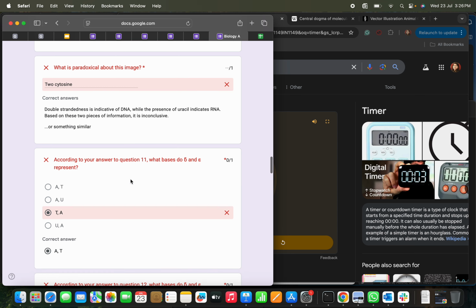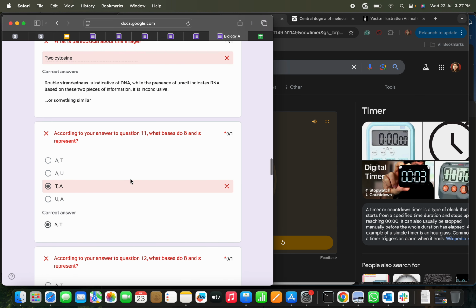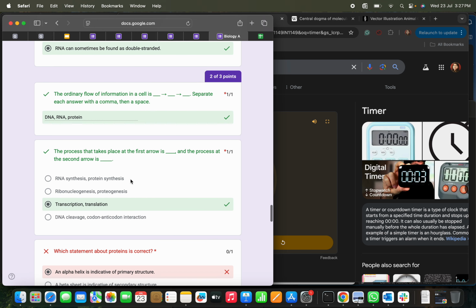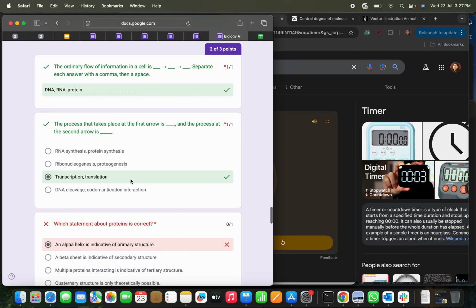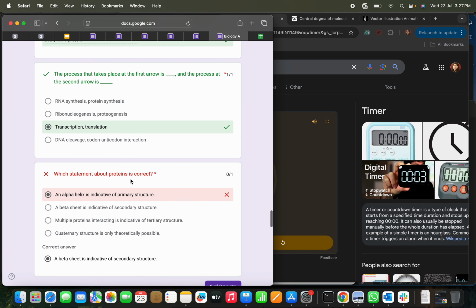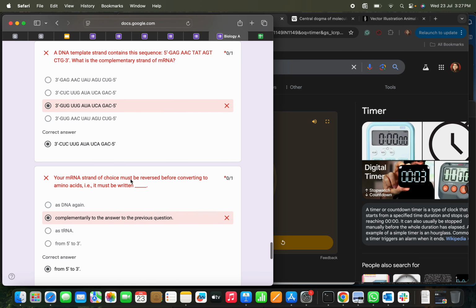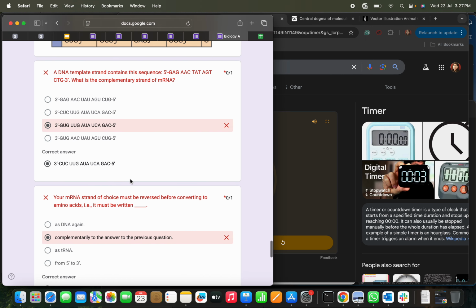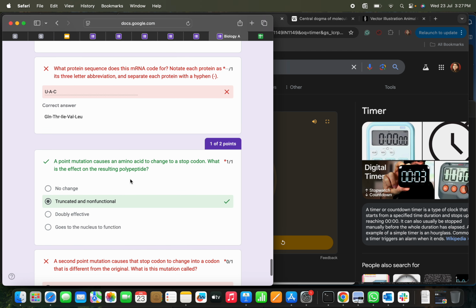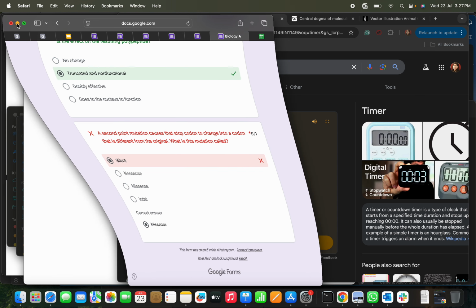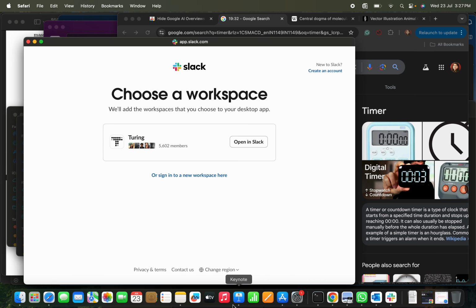Presence of uracil means RNA. That's pretty standard. Oh, okay. So this is going to be a conclusion. Sometimes it's double stranded. The flow of information, this is correct. The statement about proteins is correct. Beta sheet is an indicator of the secondary structure. I knew this is going to be from 5 to 3. Okay, so what protein? I could never have imagined this answer ever. And done. Let's see what's asked next.